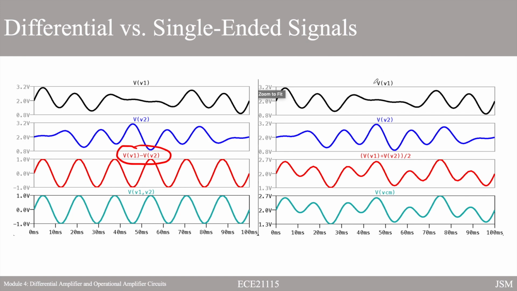Dito naman sa right side, again, we have measurements for VV1 or the voltage at the node 1 and the voltage at the node 2 or VV2. So, using yung equation kanina, which is the average of V1 and V2, makuha natin yung computed na common mode voltage. And the measured common mode voltage is this one. And mapapansin nyo, yung computed common mode voltage and the measured common mode voltage ay the same. So, this proves na tama po yung ating equations kanina.